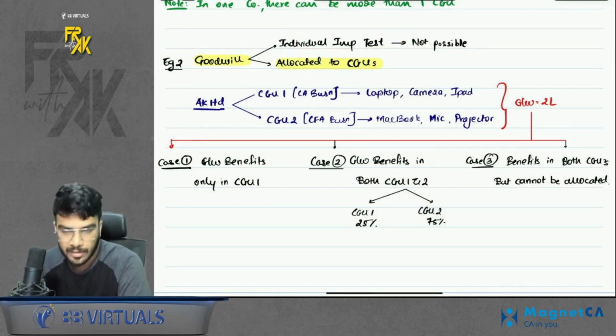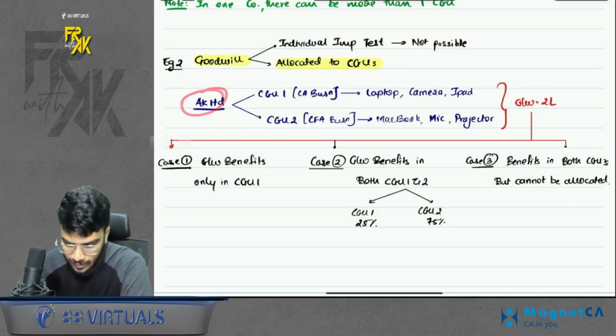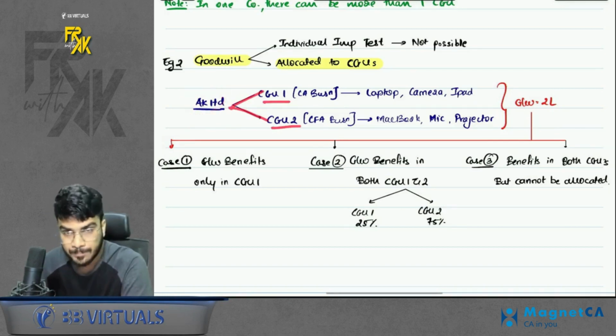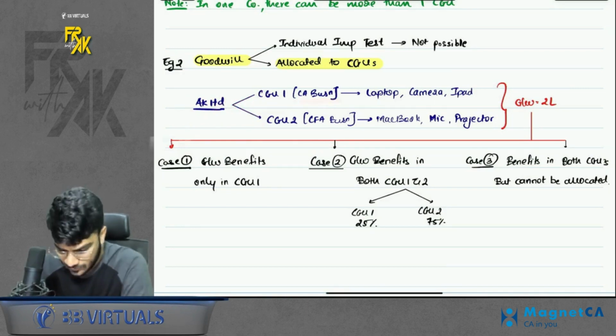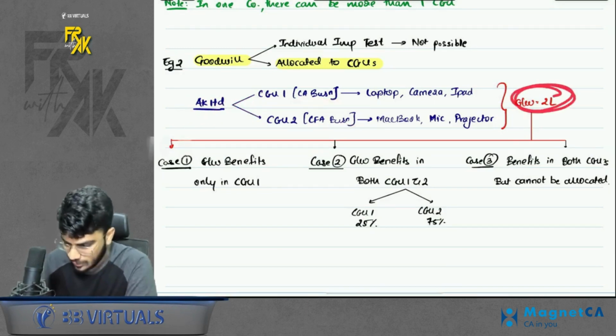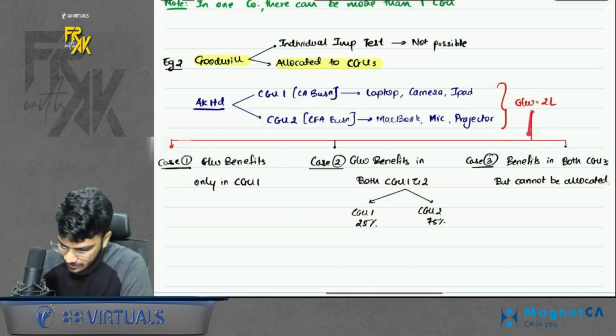Now, how do we allocate? Let's say, for example, one company can have more than one CGU. Do remember this point. So let's say there is a company AK Limited. It has two CGUs, CGU1 and CGU2. CGU1 is for CA business, CGU2 is for CFA business. Now I have a goodwill of 2 lakhs. Now there can be 3 cases for goodwill.